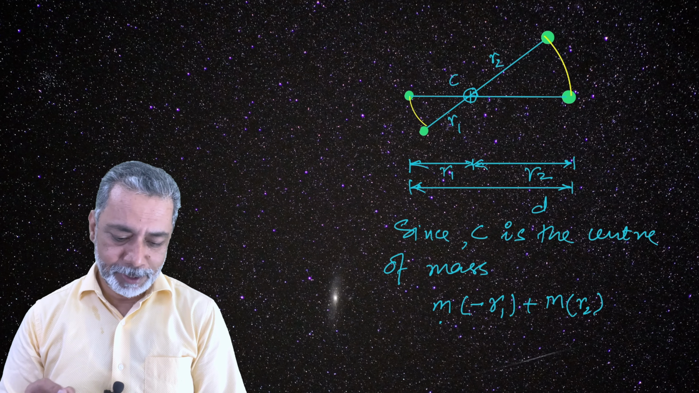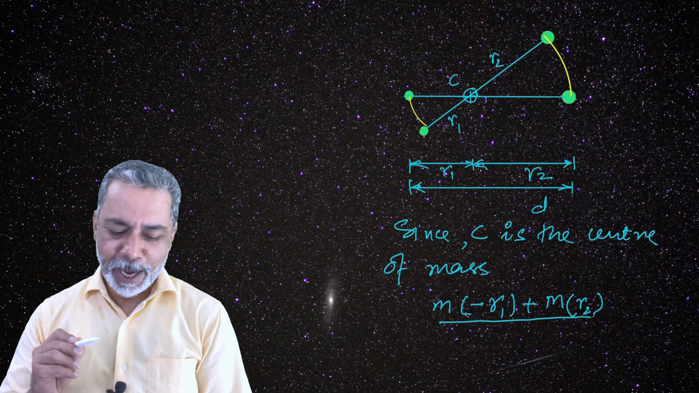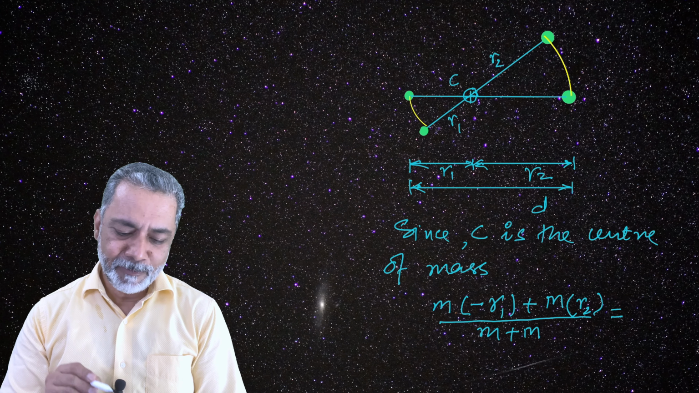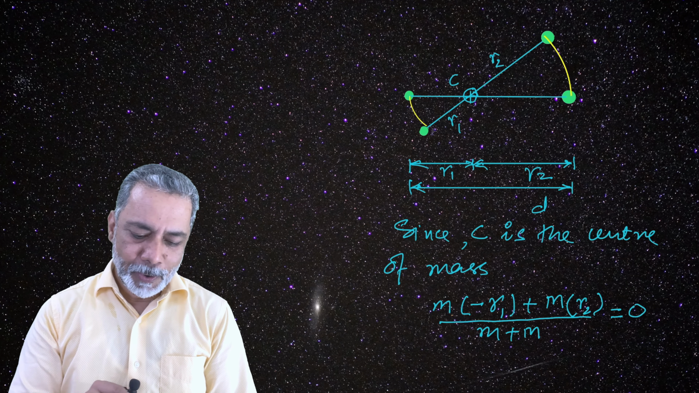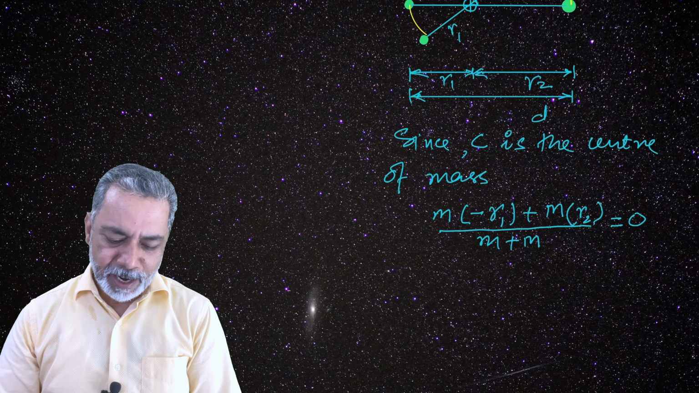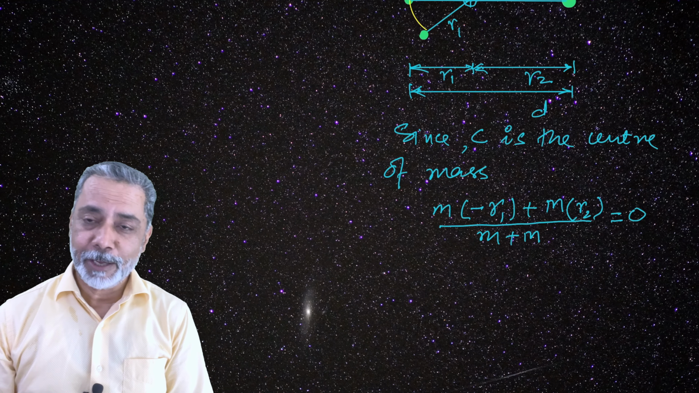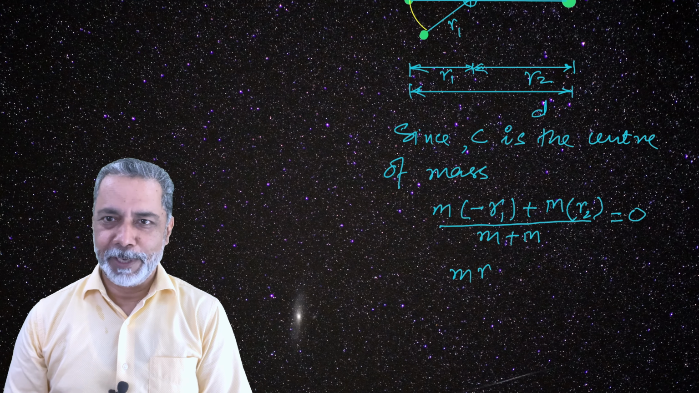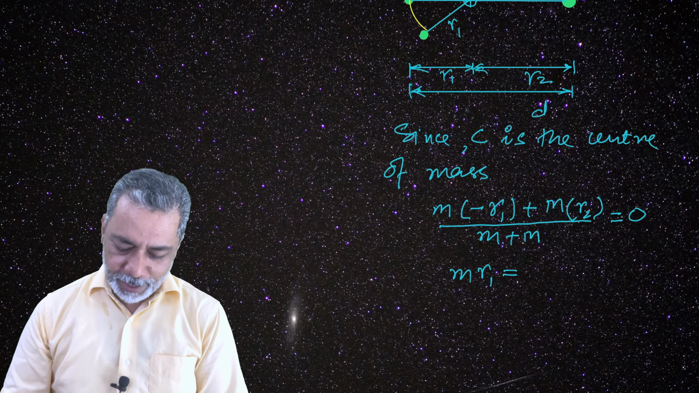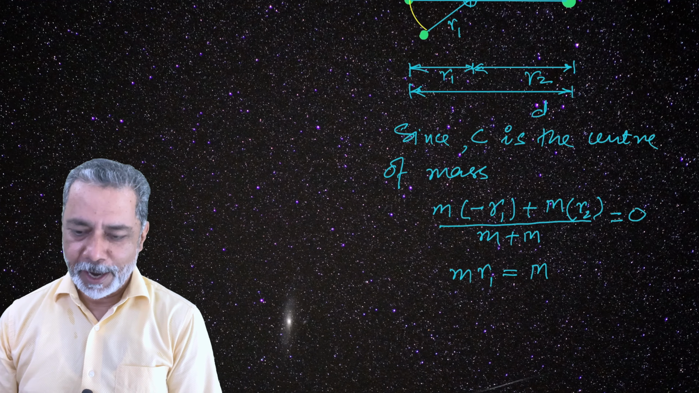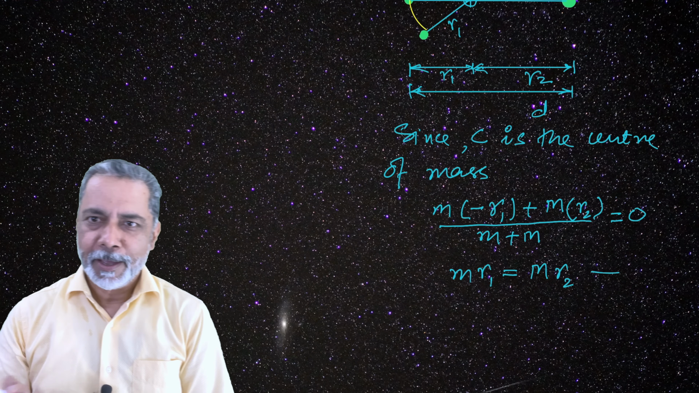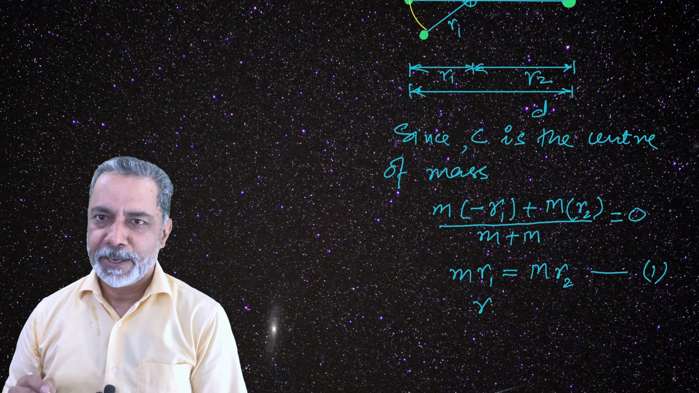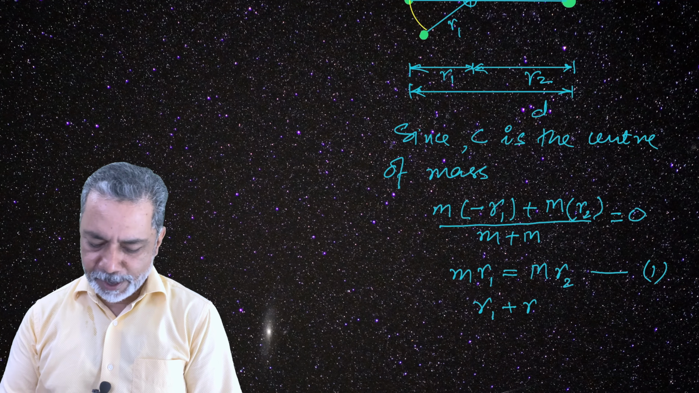Now that x equal to 0 happens to be small m times minus r1 plus capital M times r2, divided by m plus M. This essentially means small m times r1 equals capital M times r2, and of course r1 plus r2 happens to be equal to d. Solving these, we get r1 and r2. As you can see on the board here, we've now calculated r1 as well as r2.